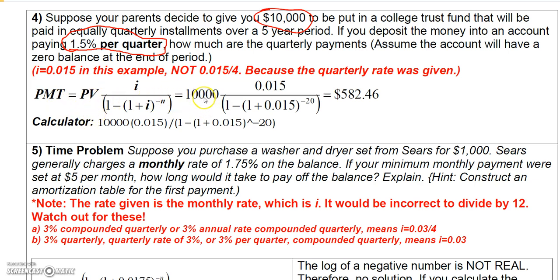So the present value of this annuity is $10,000. Now again, we know i is 0.015, so we don't have to divide it by 4. So we'd have 0.015 here, divided by 1 minus (1 plus 0.015) raised to the negative 20, because quarterly payments over a 5-year period would be a total of 20 payments. If you calculate this, you get 582.46. So if you take out 20 payments of 582.46, when you take out the last payment, your account should have a zero balance.